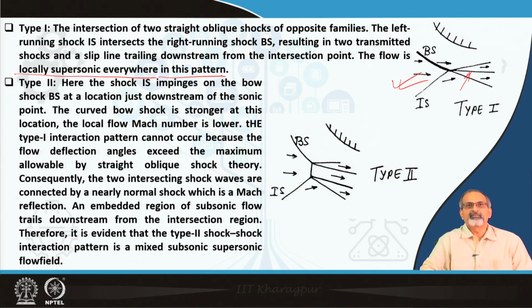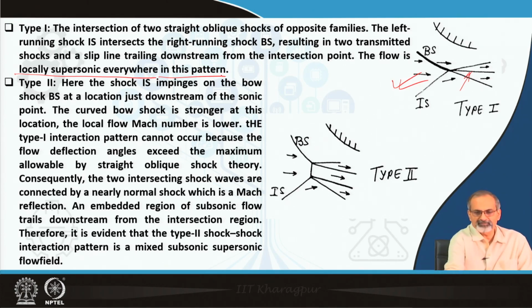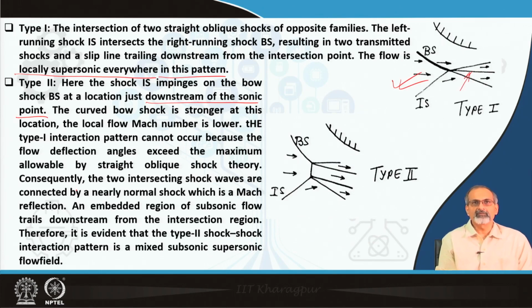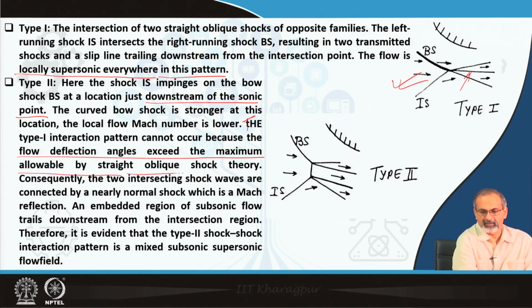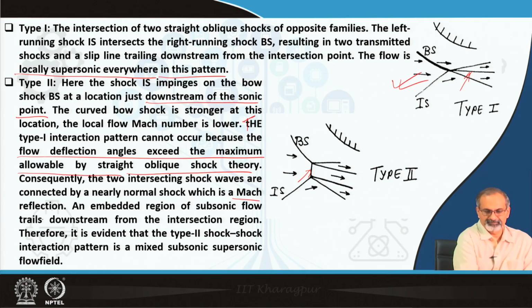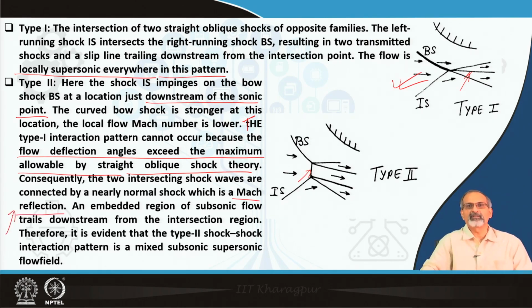Type 2, here the shock IS impinges on the bow shock BS at a location just downstream of the sonic point. You may have noticed that there are 2 sonic points here located on the upper and lower side of the body. For a perfectly symmetric body, they would be exactly at the same angular orientations above and below the central line. The curved bow shock is stronger at this location. The local flow Mach number is lower. The type 1 interaction pattern cannot occur because the flow deflection angles exceed the maximum allowable limits by straight oblique shock theory. Therefore, the 2 intersecting shocks are connected by a nearly normal shock, which is a Mach reflection. This is something that you need to explore on your own. I am leaving a small homework for you.